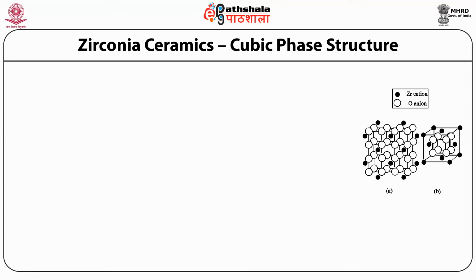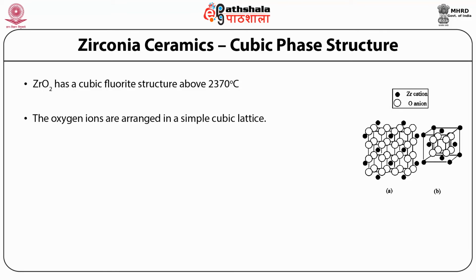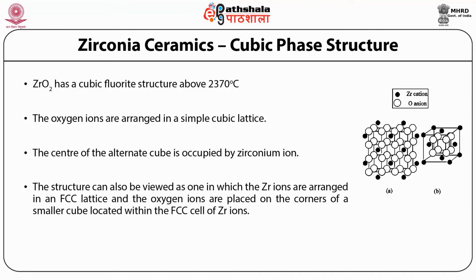So let us discuss the cubic phase structure of the zirconia ceramic. As we have discussed, zirconium oxide has a cubic fluorite structure above 2370 degrees Celsius. Students, you can see on the right hand side the structure of zirconia. In this structure, the oxygen ions are arranged in a simple cubic lattice. The center of the alternate cube is occupied by a zirconium ion. The structure can also be viewed as one in which the zirconium ions are arranged in an FCC lattice and the oxygen ions are placed at the corners of a smaller cube located within the FCC cell of zirconium ions.